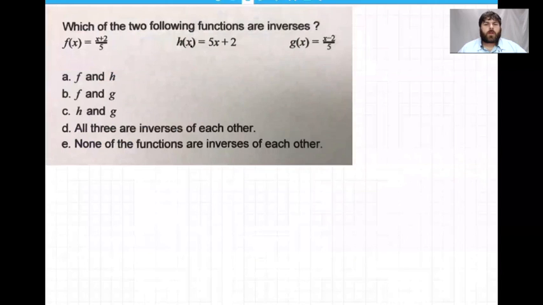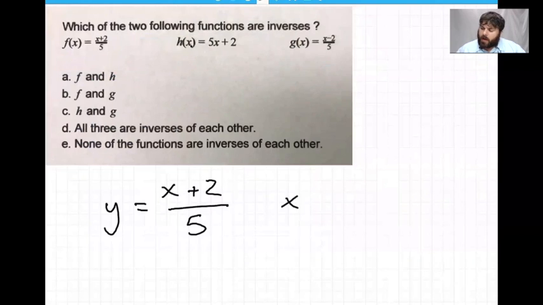All right, which of the 2 following functions are inverses? F of x equals x plus 2 over 5. H of x equals 5x plus 2. And g of x equals x minus 2 divided by 5. Okay, so a couple options here. You could take f of x and find its inverse. Okay, I don't think you want to do that though. I mean, you could say that y, remember f of x is y, and when we do this, we usually just deal with the y's for a moment. You switch the x and the y.